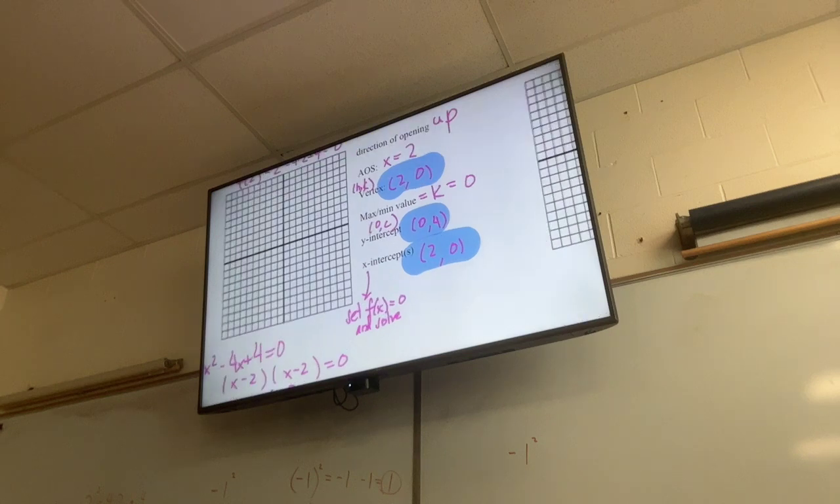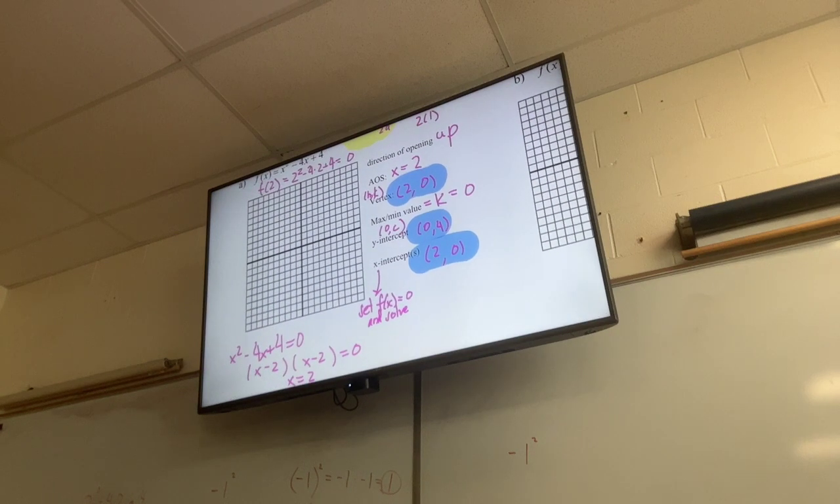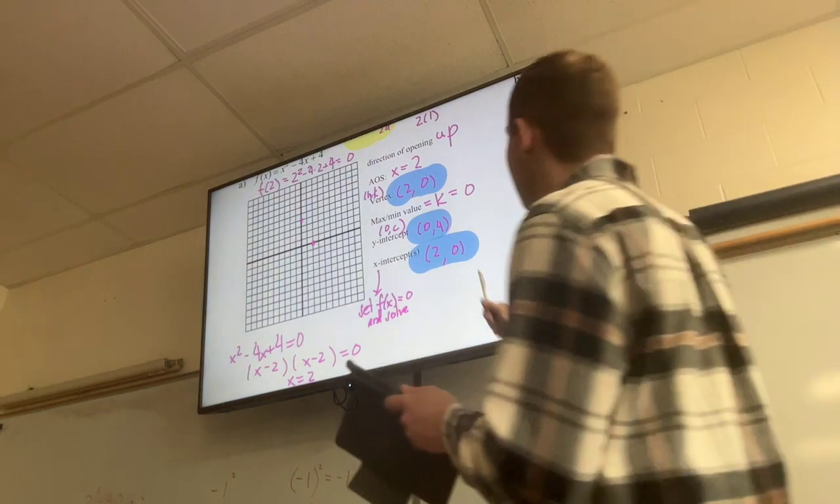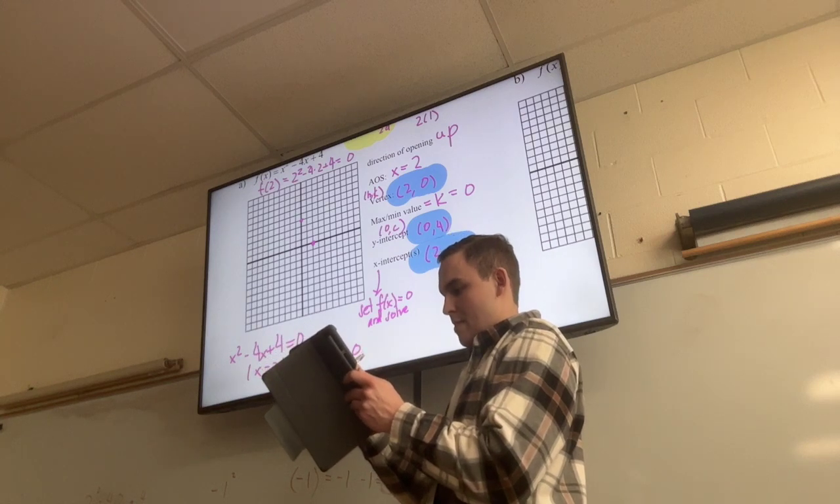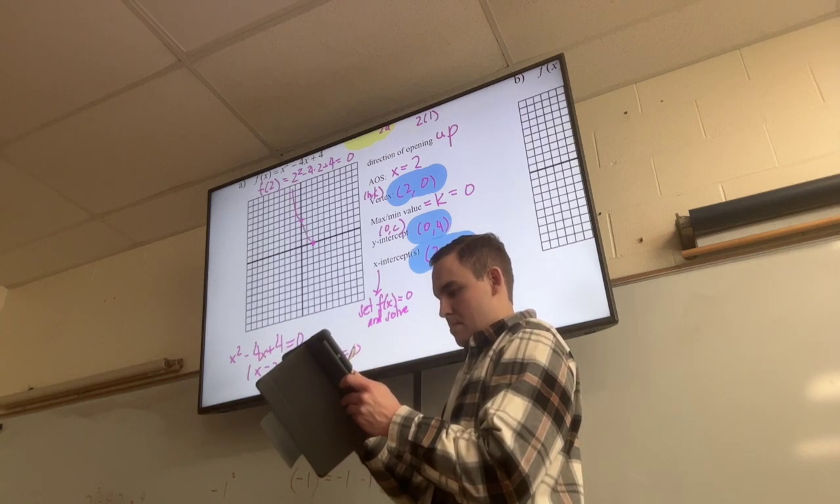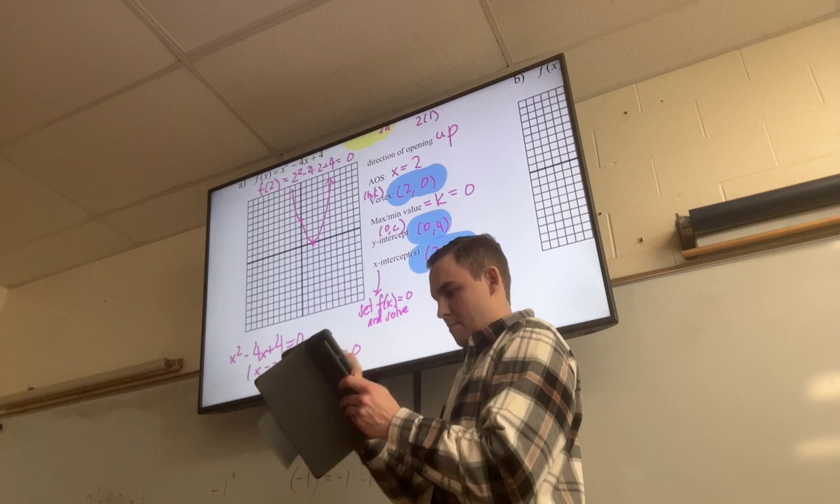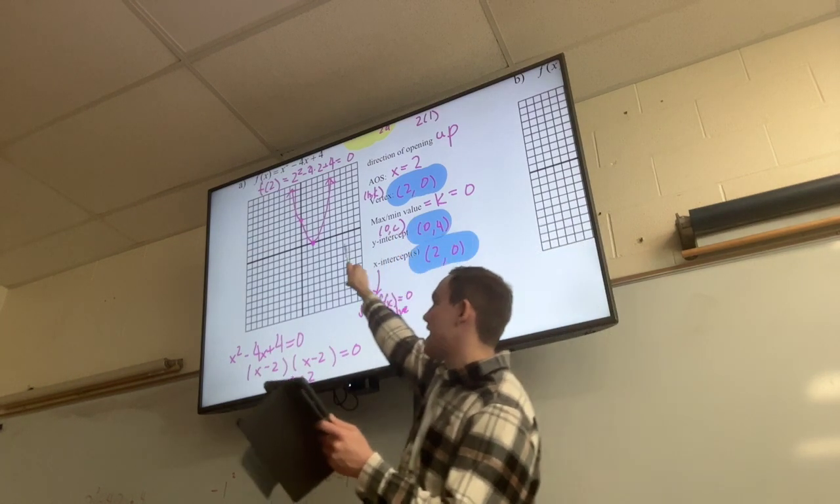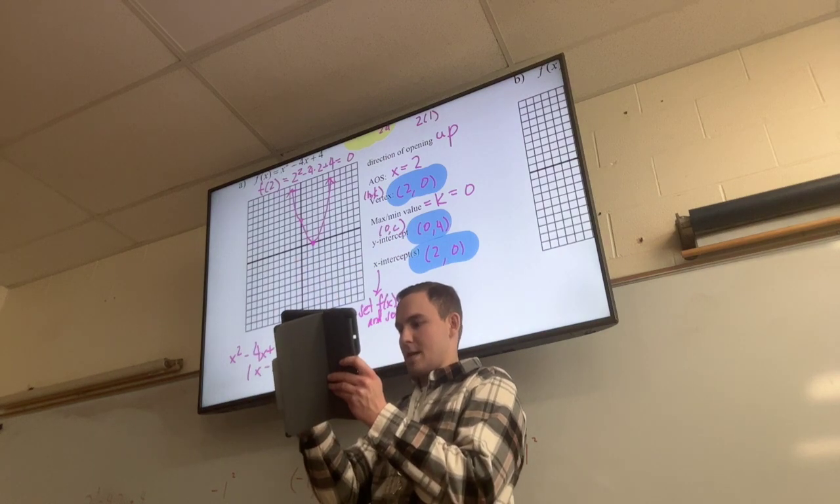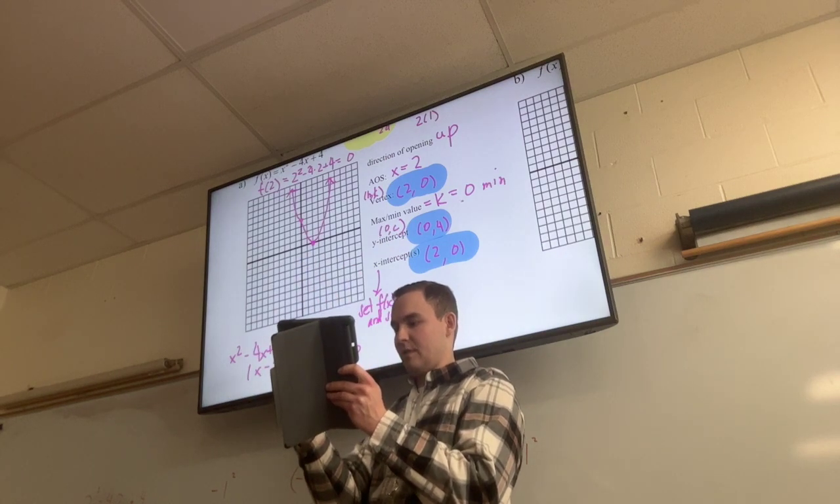So I'm going to plot these 3 points I just highlighted in blue. 2, 0, 0, 4, and just 2, 0. And I'm opening up. So am I going to have a right side up U or an upside down U? Right side up. There you go. Okay. So is that 0 there going to be a max or a min? Minimum. 0 min.